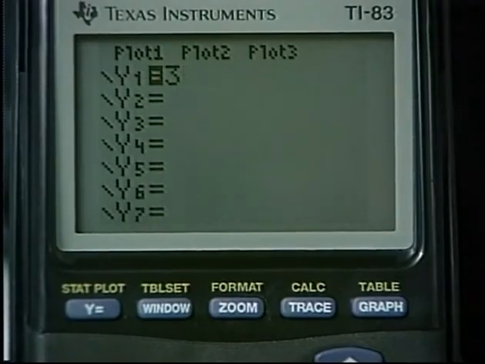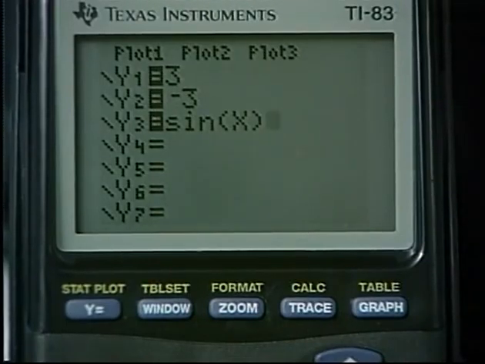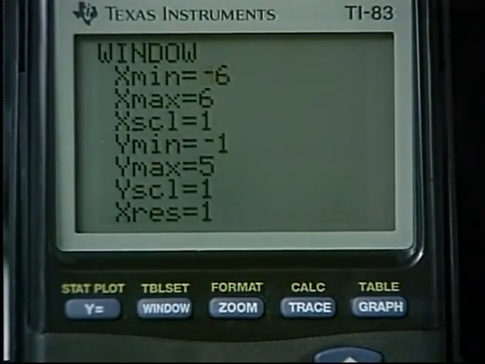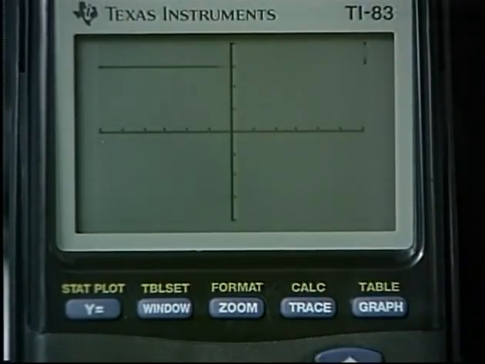Suppose I enter 3 and -3, something very basic, and then we know what the sine curve looks like, but I'll enter it anyway, and we'll take a look at these. And I think I'd like to have a look at these in a different window setting. This is okay for x, but I want plus and minus 4 for the y's, and the graphs then look like this.